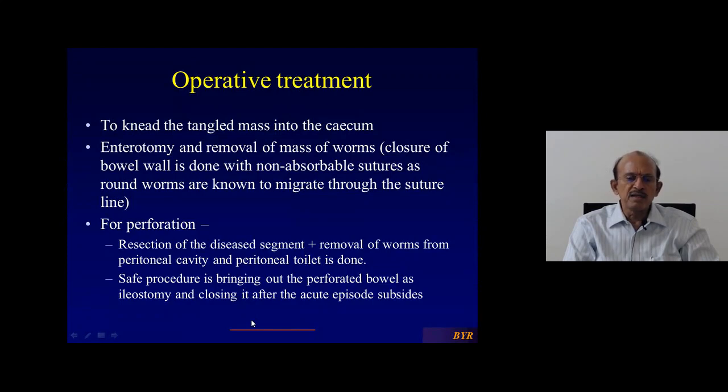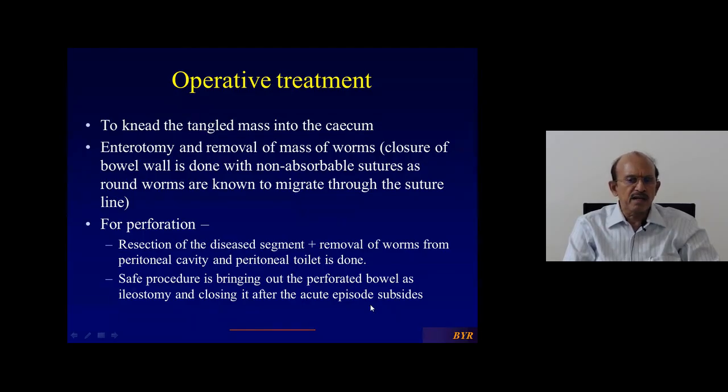In a patient who is debilitated, he cannot withstand all this procedure. In that case, what you do is you bring out the perforated bowel as an ileostomy. So once the ileostomy is done, all the fecal matter can drain outside. Once the obstruction is relieved, the child's condition improves. Once the improvement is there, then you can do reopening and do the anastomosis.